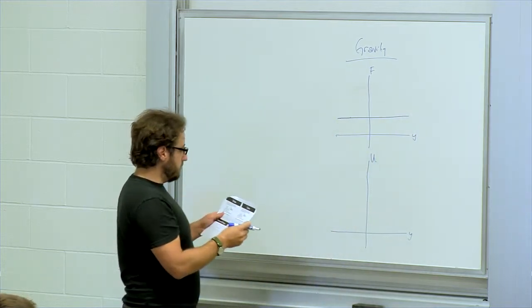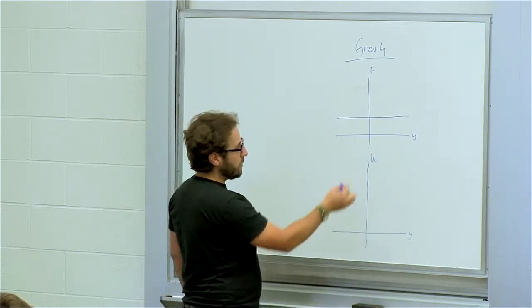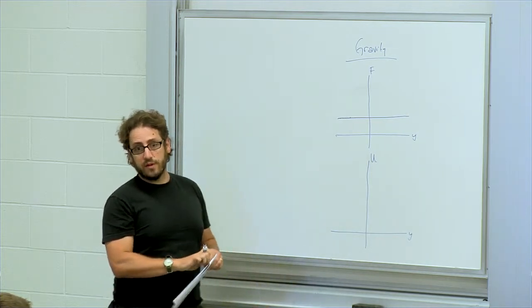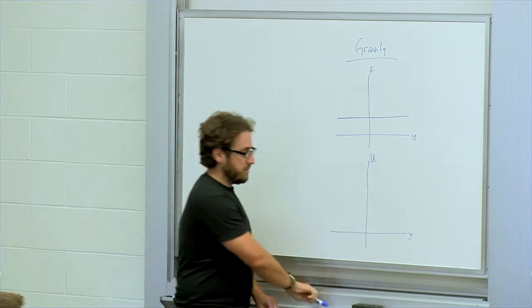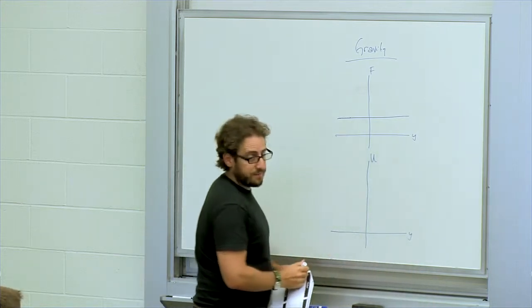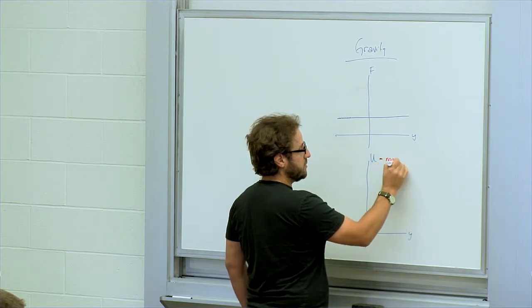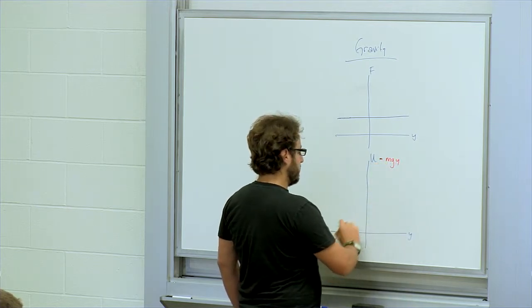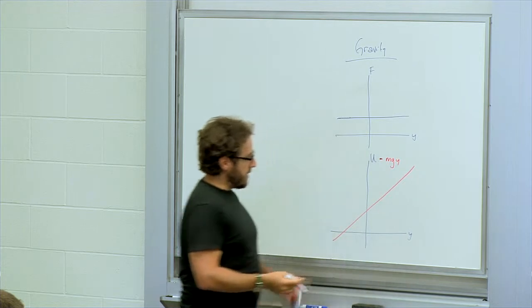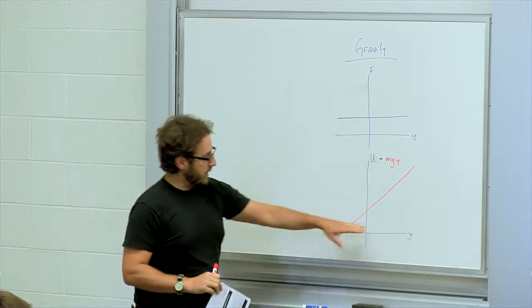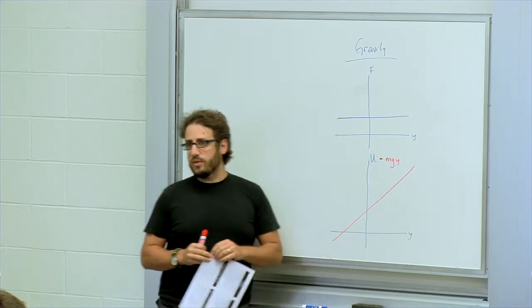Okay? Now, what about the potential energy? What does that look like as a function of height? Linear and positive, right? Because this is mgy, so it goes like this. Now, does it matter where I put the 0 for potential energy? I mean, I drew an axis here. Does it matter where I put the 0?